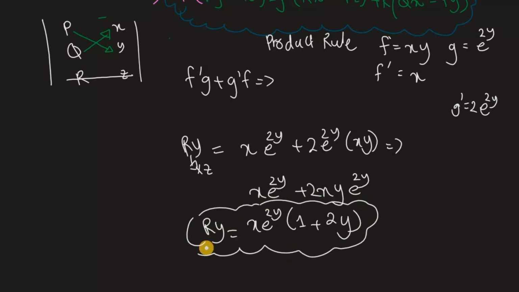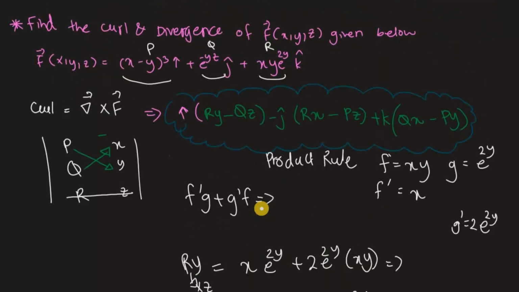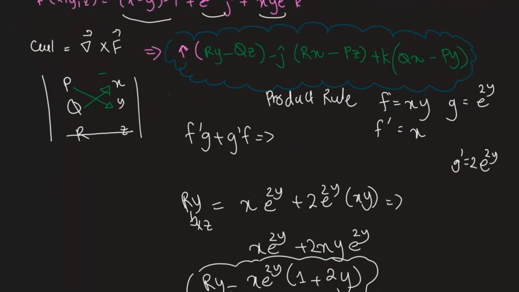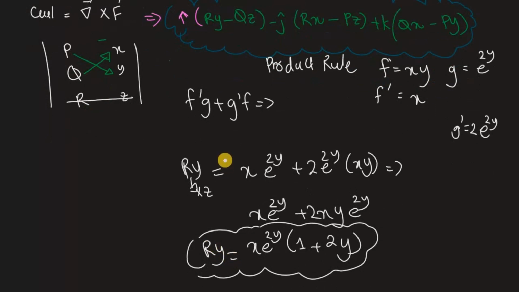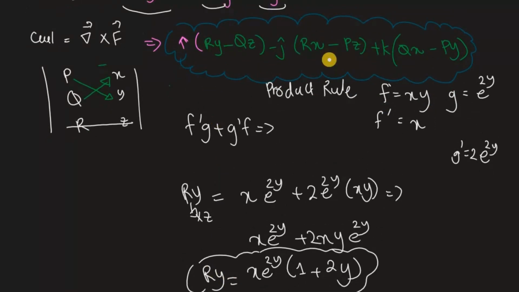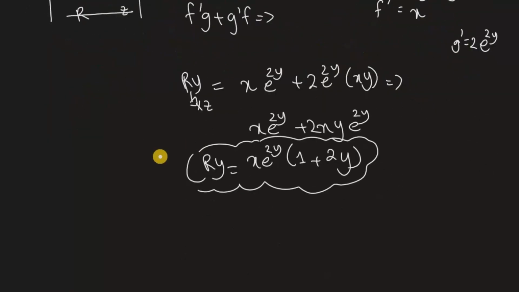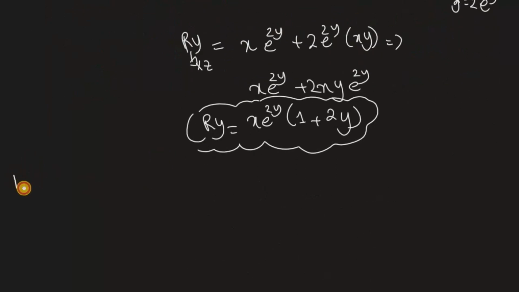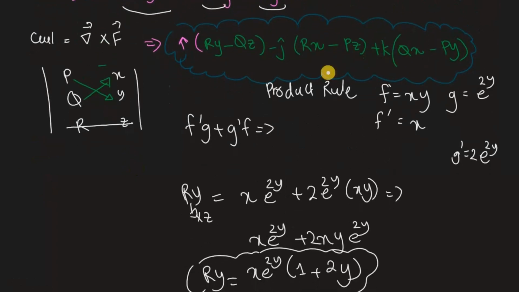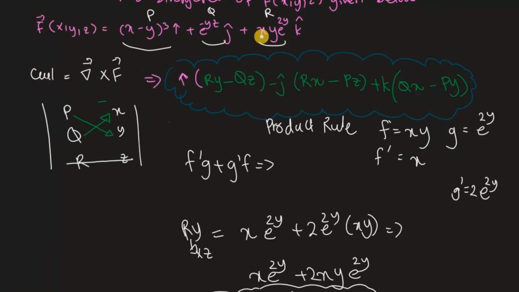Okay, so now we have r of y over here. Next, what do we have next with r? With r, we can find r of x as well. Okay, so we need r of x. And here, r of x, we have xy e to the 2y.